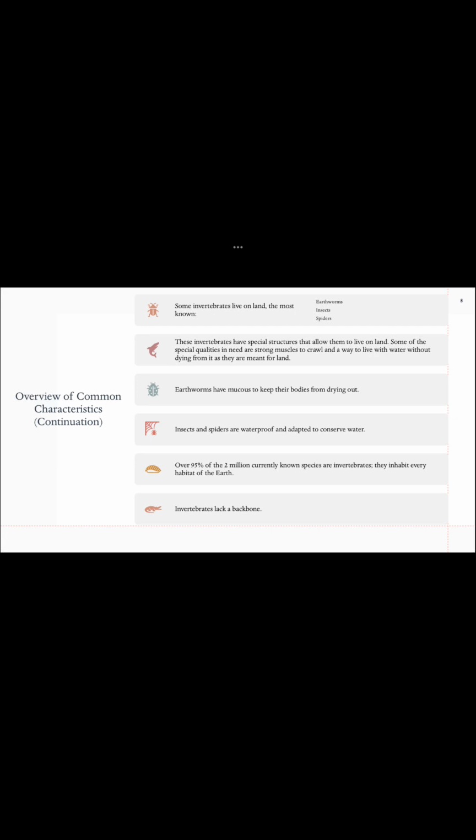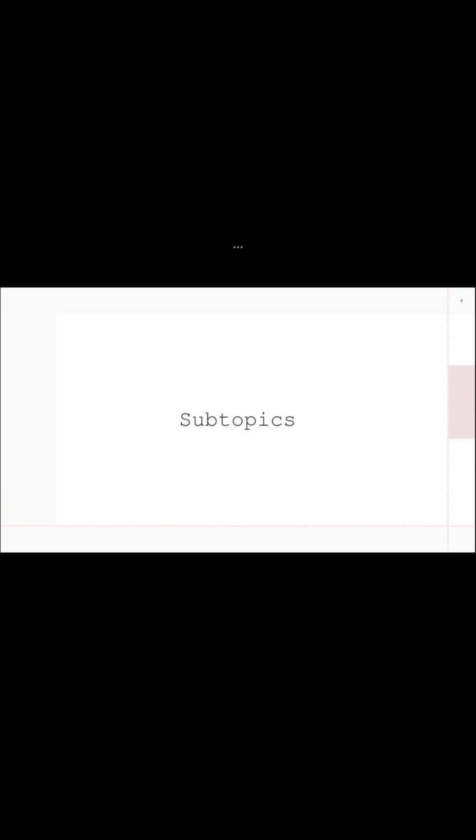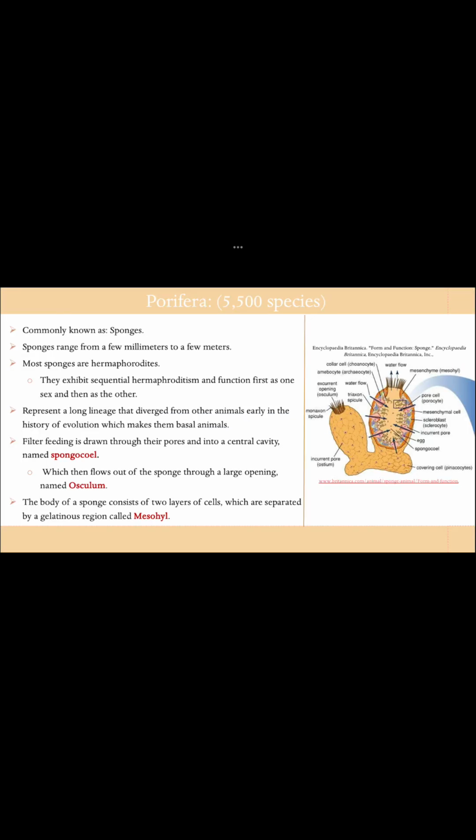Over 95% of the 2 million currently known species are invertebrates. They inhabit every habitat on Earth. Invertebrates lack a backbone. Now we're going to look into the subtopics of invertebrates. The first one being Porifera, which has 5,500 species. They're more commonly known as sponges that can range from a few millimeters to a few meters.